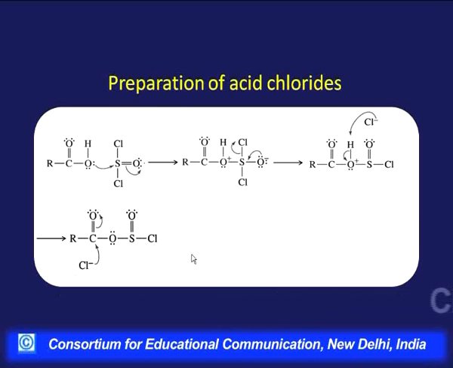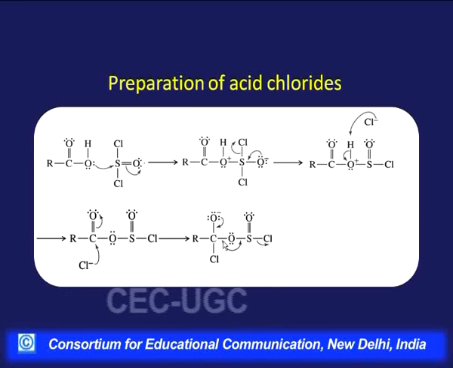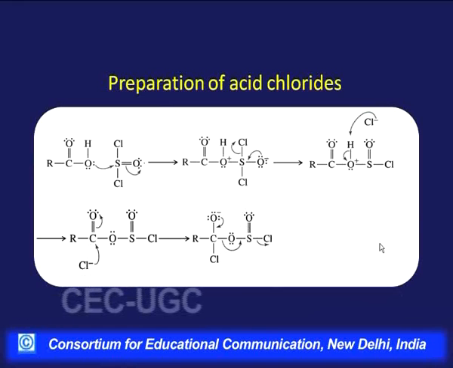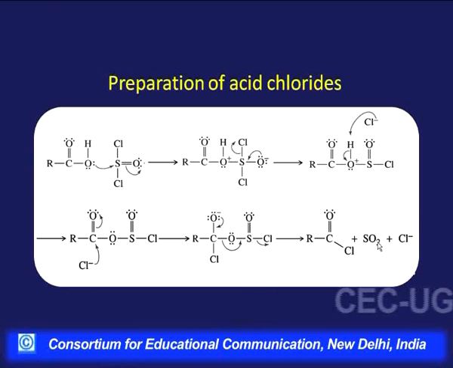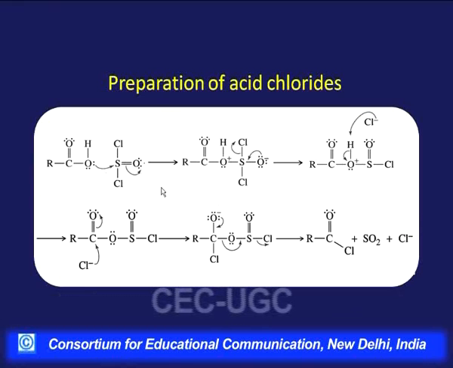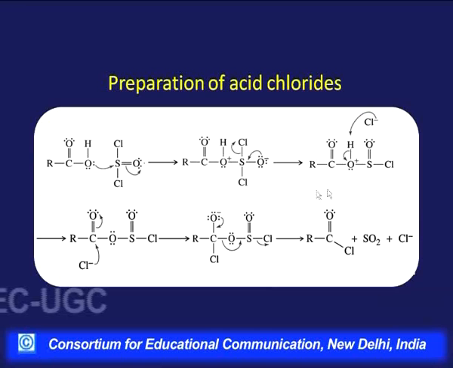Then a cyclic intermediate will be formed, and when this pair of electrons comes back, this is lost as sulfur dioxide and this is lost as chloride, and that takes away the hydrogen which is already there from where this Cl minus had come. So, we get RCOCl, that is acid chloride, sulfur dioxide, and HCl is lost. So, this is the mechanism for this reaction. It is very much related to the SNi type of reaction by which alcohols are converted into alkyl chlorides.